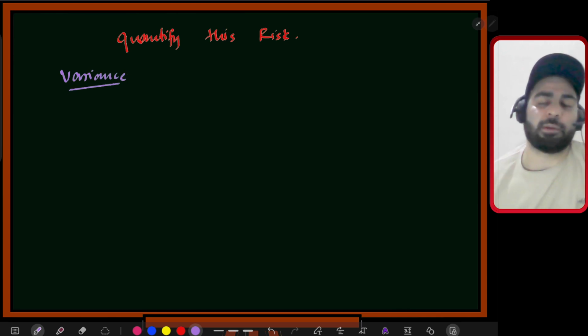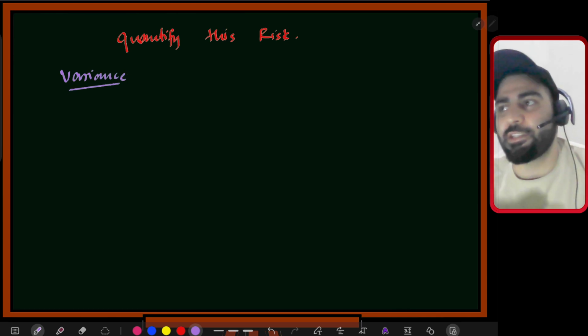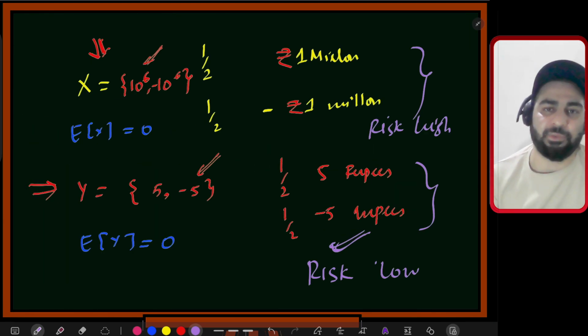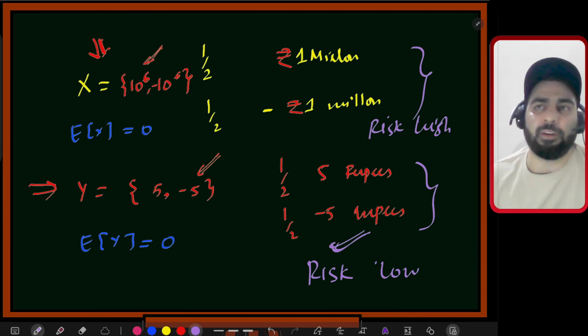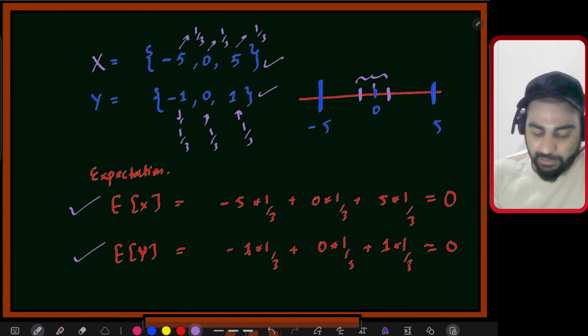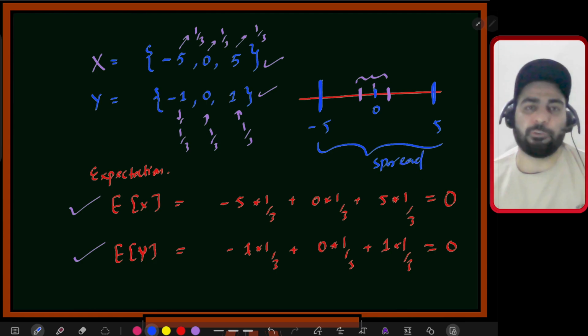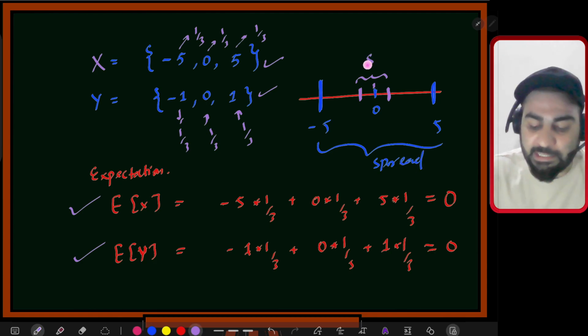See the need of the concept. See the need, don't just look at why the concept came. Both of these variables had the same expectation. Okay, our expectation was the same. But somehow we had to come up with a number which will quantify this risk. What will we look at? Here, in this blue data, the spread is more. There we had more spread. If you see this purple data, the spread is less.